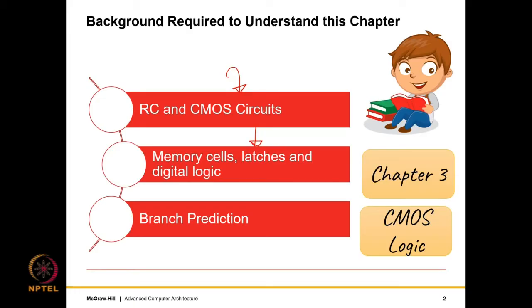And we will develop mechanisms to guess which memory addresses we will access in the future and prefetch them, which means read them early. For this, the knowledge of branch prediction, which was discussed in chapter 3, is also required. So chapter 3 is definitely required, and of course knowledge of CMOS logic is required. Keeping these in mind, let us proceed.